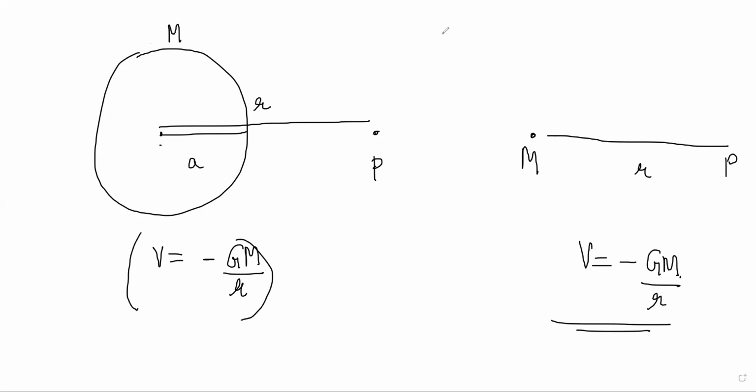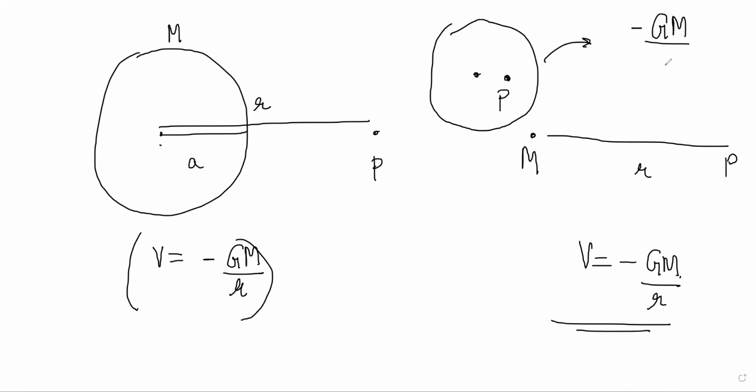But if the point P is inside the shell, then the potential is coming out to be constant. Constant potential. It doesn't even depend on where it is. This r is not even in the formula. The formula depends on the radius of the sphere. So it could be here, it could be here. It doesn't even have to be on the axis. Anywhere inside the shell, the V is this. It doesn't depend on the r. It is constant potential inside a spherical shell.